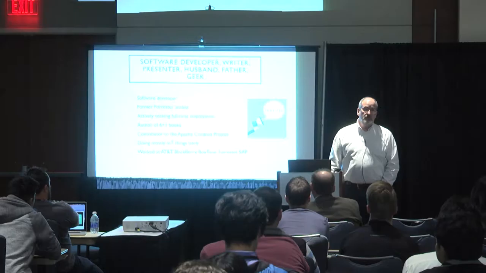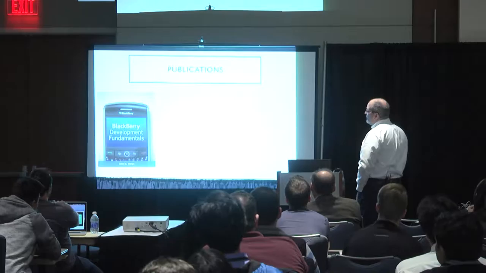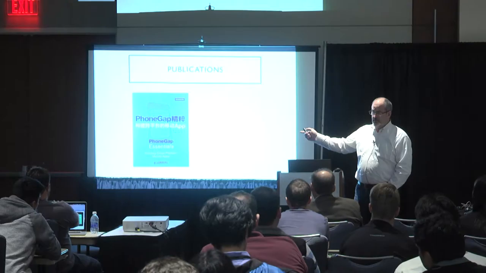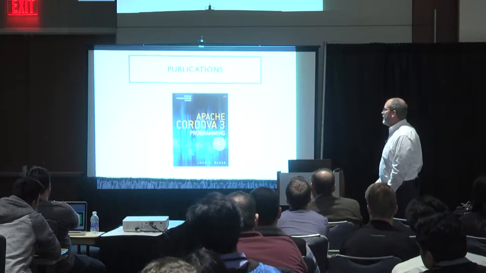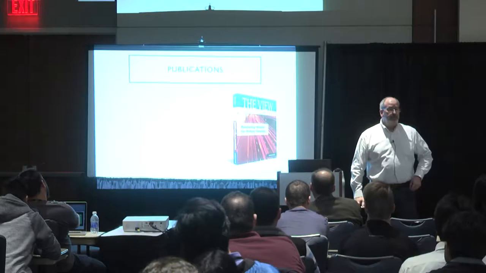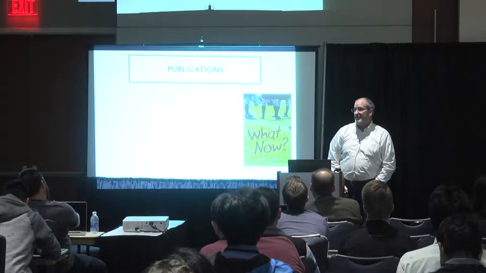So anyways, I've written a few books. I wrote the first book on BlackBerry development. I wrote one of the first books on PhoneGap, which was actually the best-selling book on PhoneGap. It was translated into, I think this is Chinese, and this is Korean. It's kind of cool. I wrote Apache Cordova 3 Programming, Apache Cordova API Cookbook, and Apache Cordova 4 Programming. I also wrote a whole bunch of articles on how to mobilize IBM Lotus Notes and Domino, and they published it into an anthology. And I'm also the only writer who's ever written a book on soccer officiating and mobile development at the same time. If you draw the Venn diagram, I'm the guy right there in the middle.